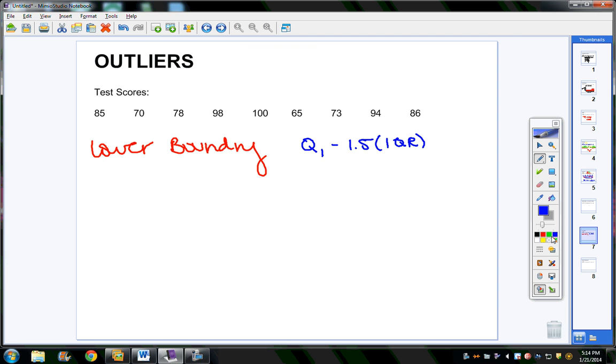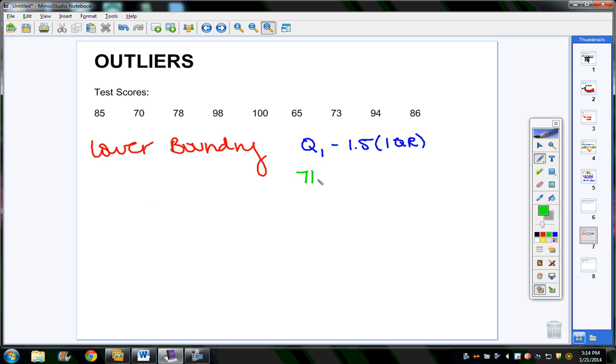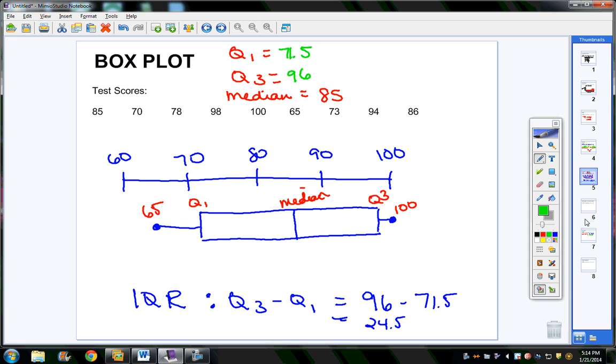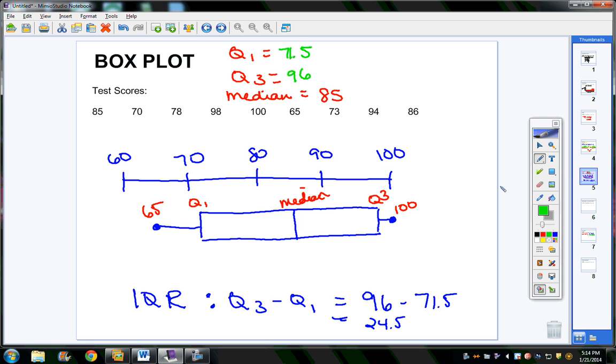So if I come back in here and I plug this in, sorry, I have to go back and see. Quartile 1 was 71.5. And then 1.5 times the interquartile range is, we just said that, 24.5. But again, you have to follow order of operations. Wait, quartile 1 was not 71.5. I'm sorry. Yeah, it was.